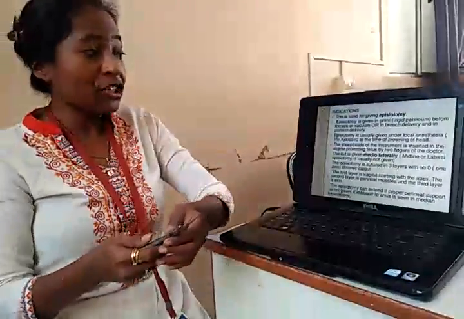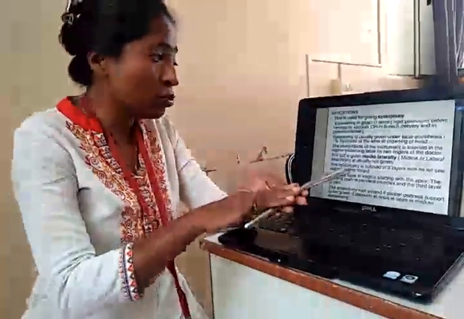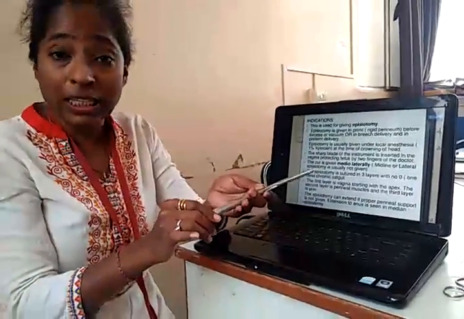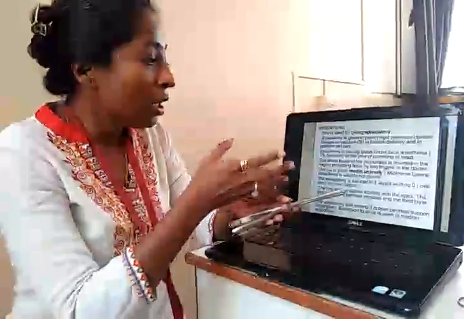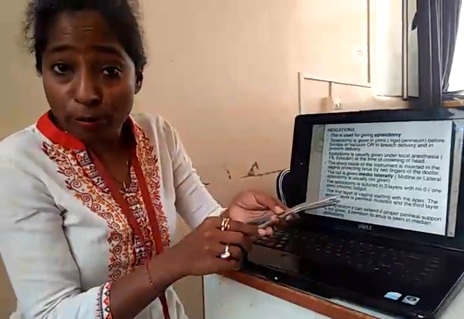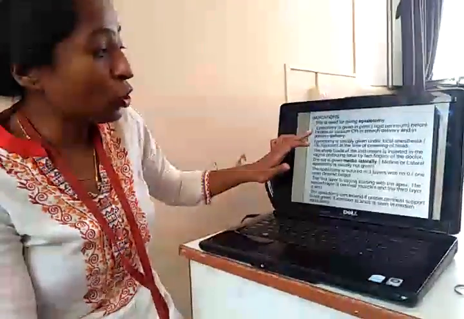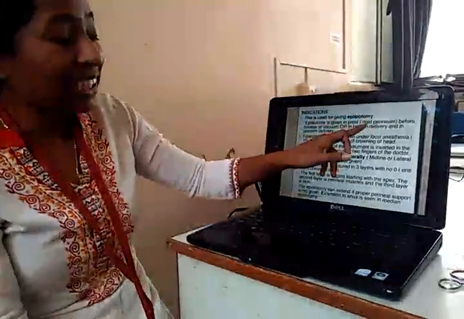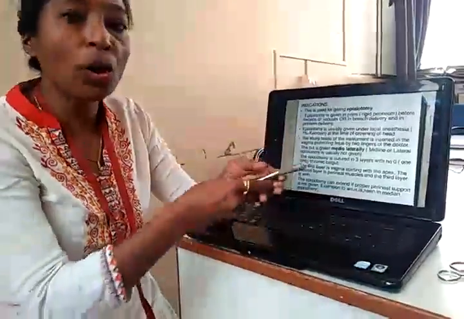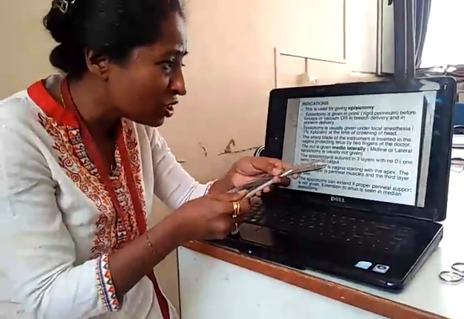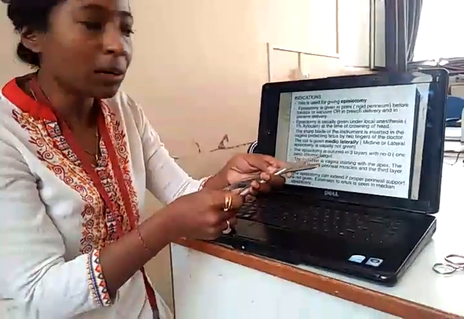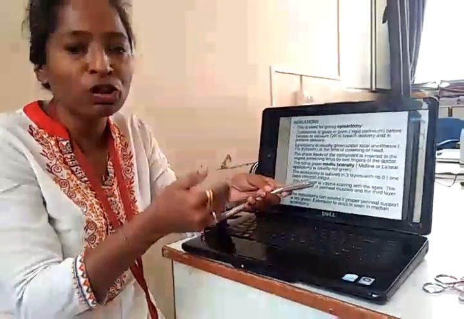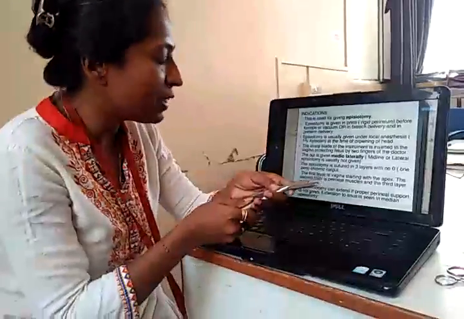So what is its indication? This instrument is used for giving the episiotomy. Episiotomy is a procedure which is done in the second stage of labor, at the time of crowning of the head. Episiotomy is given in a primigravida, who is going to deliver for the first time, as there is a rigid perineum, before forceps or vacuum, in breech delivery, and in preterm delivery, that is before 37 weeks.